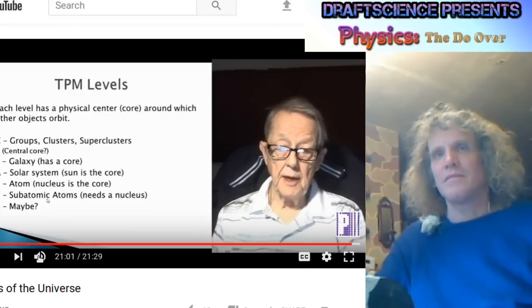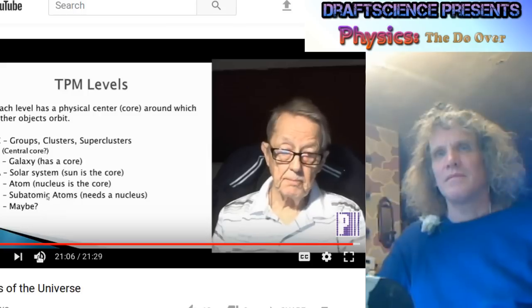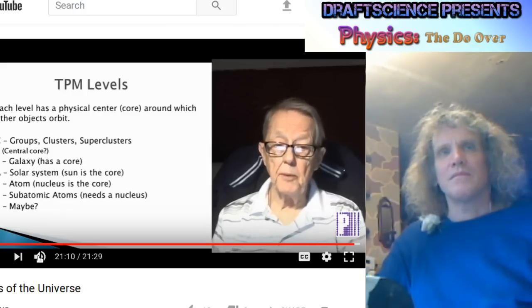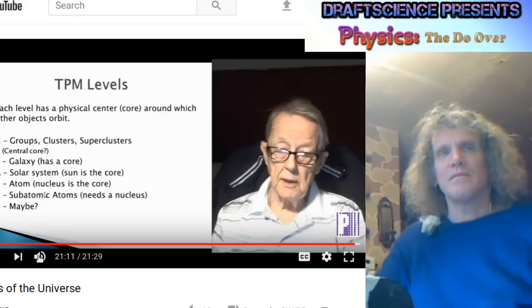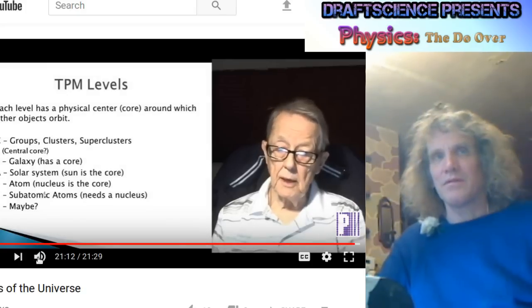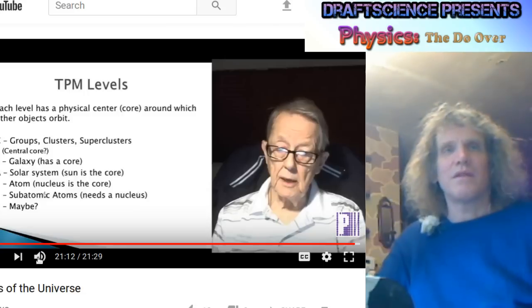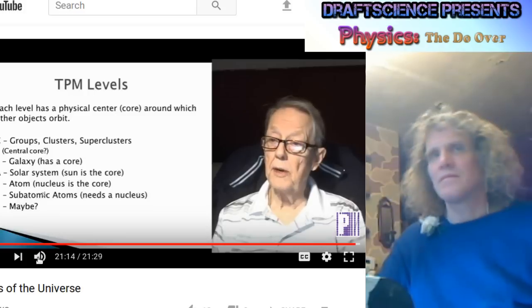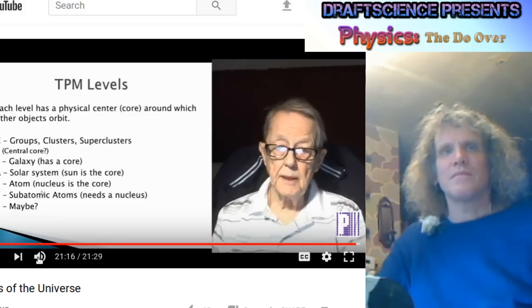Being an engineer, I'm happy with levels A and B, and I'm happy with level 1, and reasonably happy with level 2. Which level 2 is subatomic atoms. Whatever that means. Not going to even go into level 3.